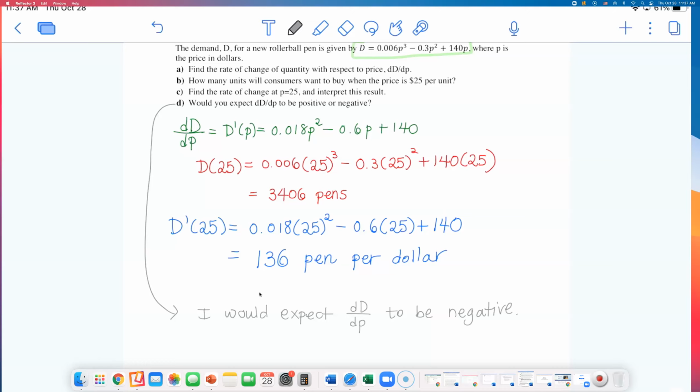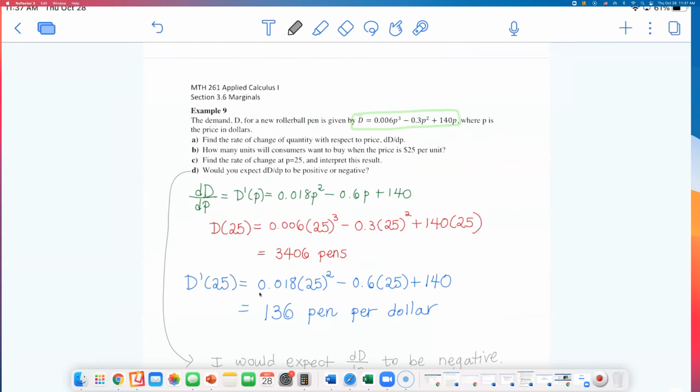Why do people buy these Gucci's and all these name brand stuff? Maybe when something is more expensive, are we desiring it more? Do you want to buy something because it's more expensive? I don't know. This is interesting, because the answer to part C came out to be a positive number. So the demand for this rollerball pen is actually going up as they make their pen more expensive after $25. So they should charge the pen $26. But usually you would expect this to be negative, because the more expensive things get, the less likely people are to buy it. So I don't know, this is interesting.